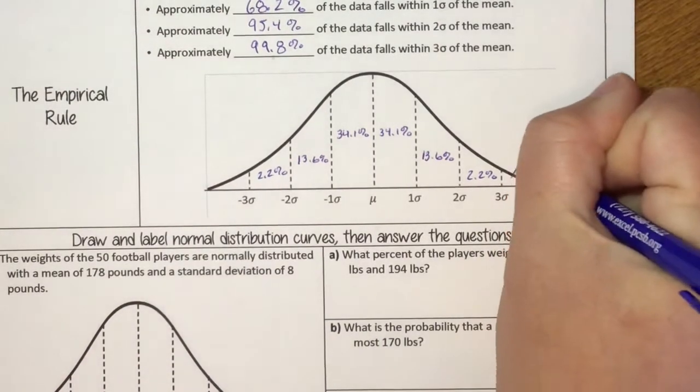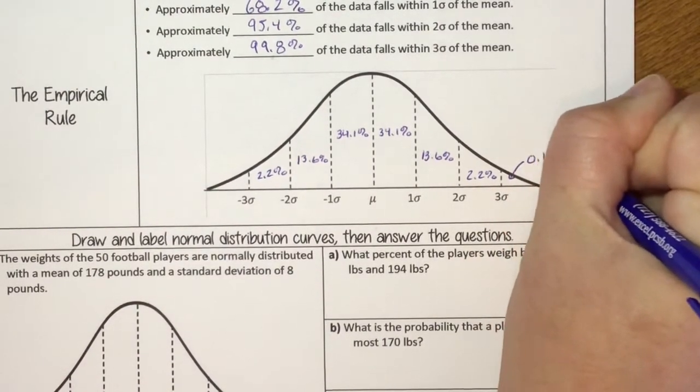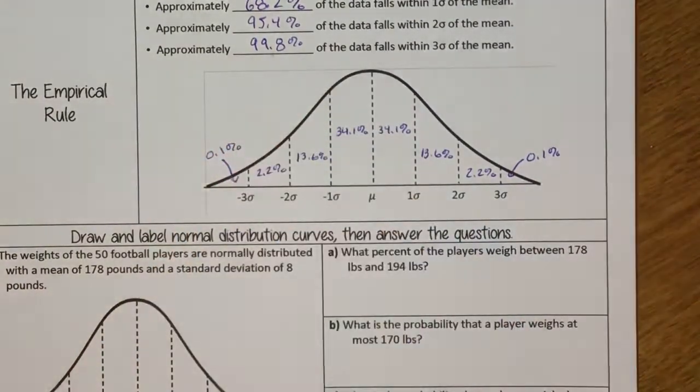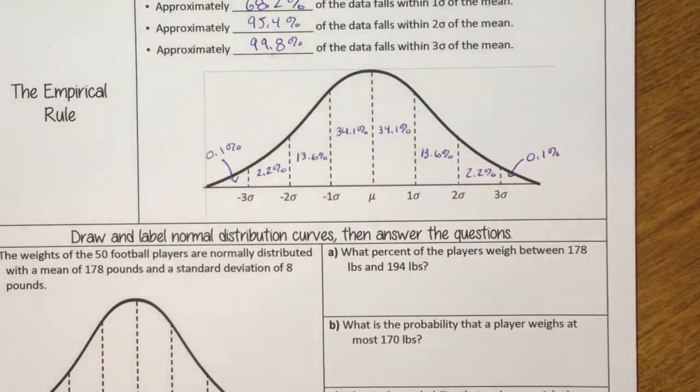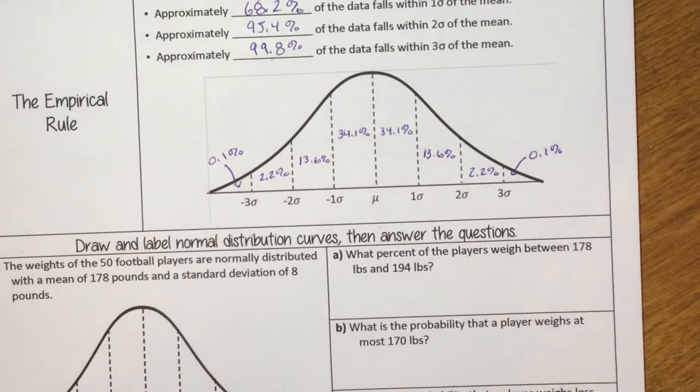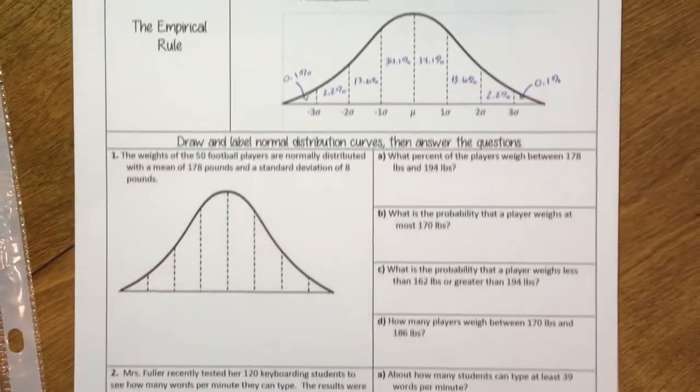So in this region down here, there's 0.1%, and this region over here, 0.1%. These percentages are going to be very important to us as we use a normal curve to understand what percent of the data falls in a particular region on our curve. So let's see some examples here of how that works.